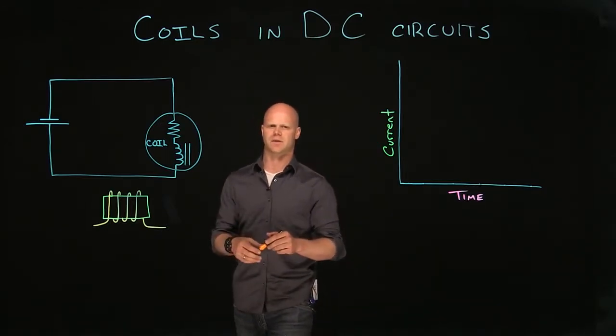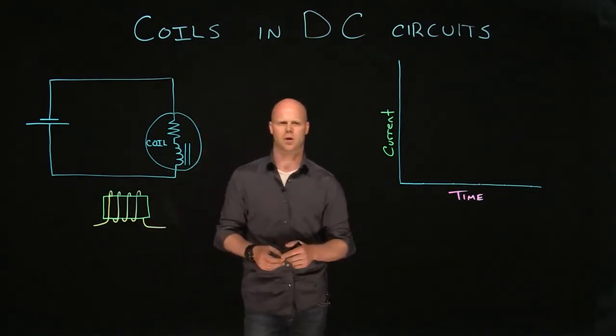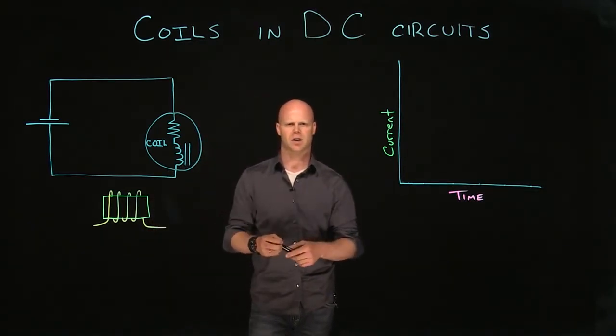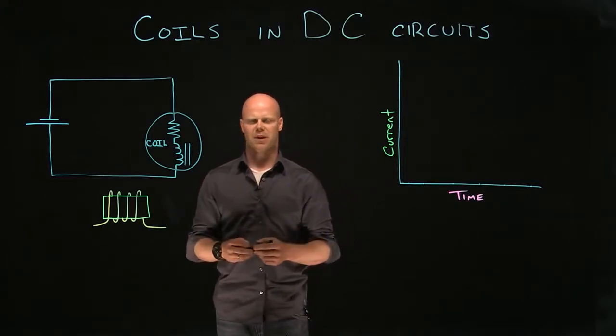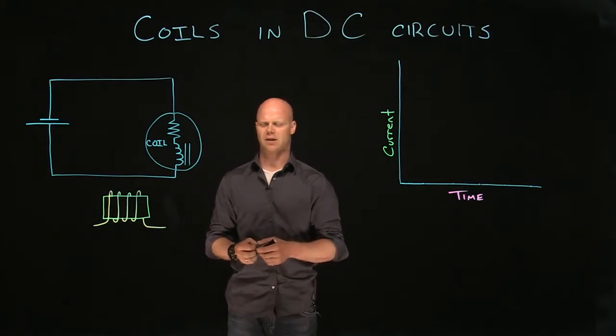So two of the properties of this coil, when we're going to build a coil, we're going to take some sort of material for the core. It could be iron, it could just be an air core, but something like iron will help us to understand it a little better. We're going to take a wire and wrap it around that core.